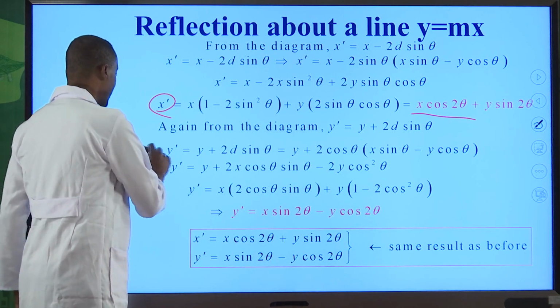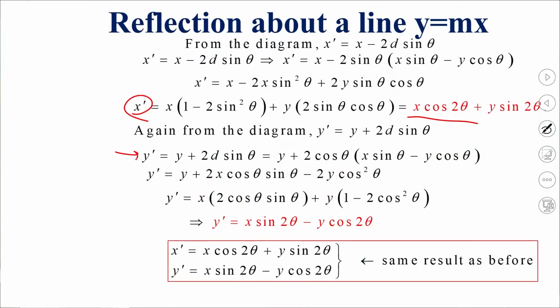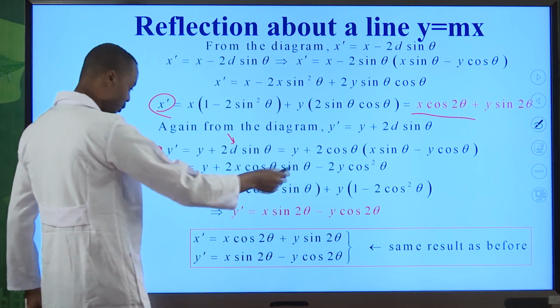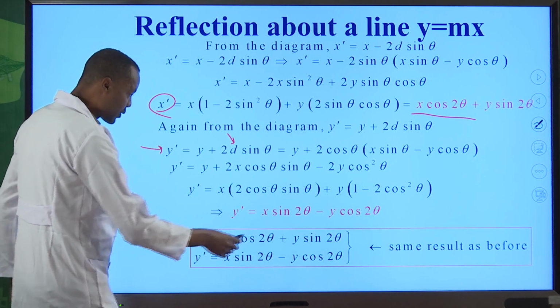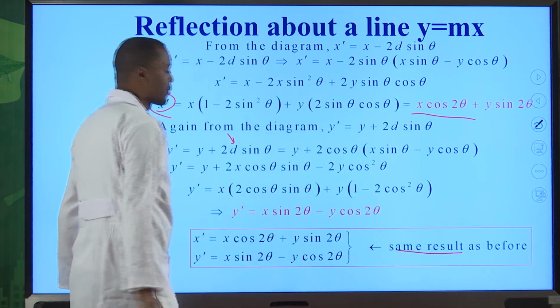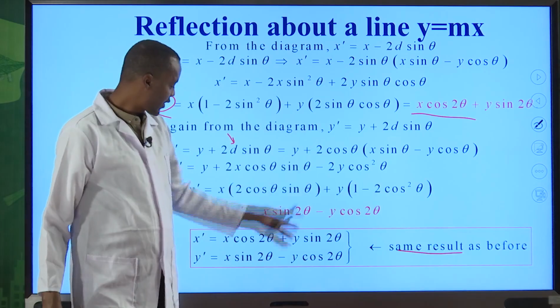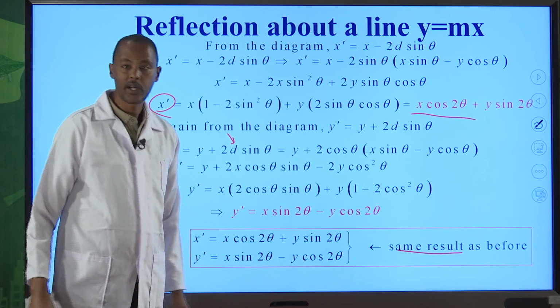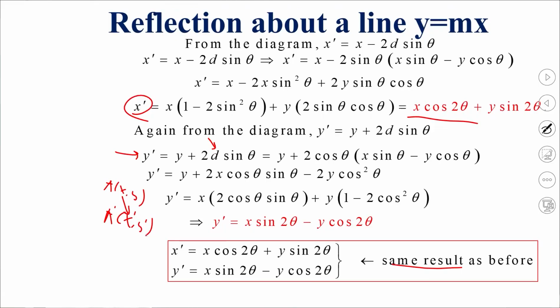The same applies for y prime, in which case also you substitute this d, which I have shown you before, and finally you get y prime is equal to x sine of 2 theta minus y cosine of 2 theta, which is also exactly the same. So this is the same result as before. Previously we made a derivation from a of x comma y that maps to another point a prime of x prime comma y prime, and the formula for x prime and y prime is given by this formula, and we have derived it. This derivation that we have made a while ago is an alternative to that one.